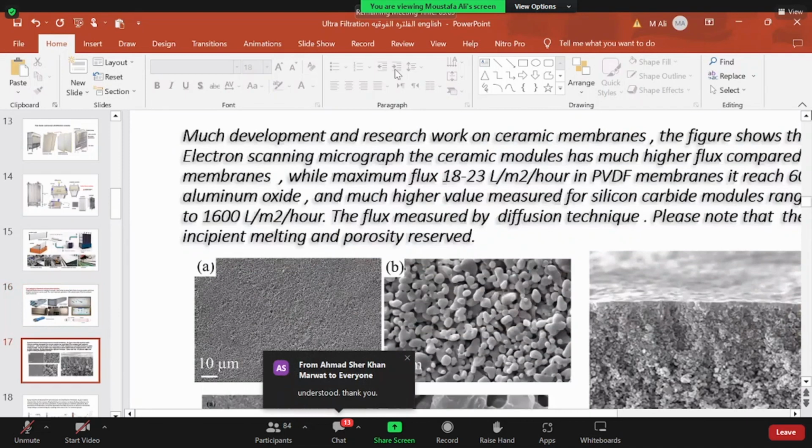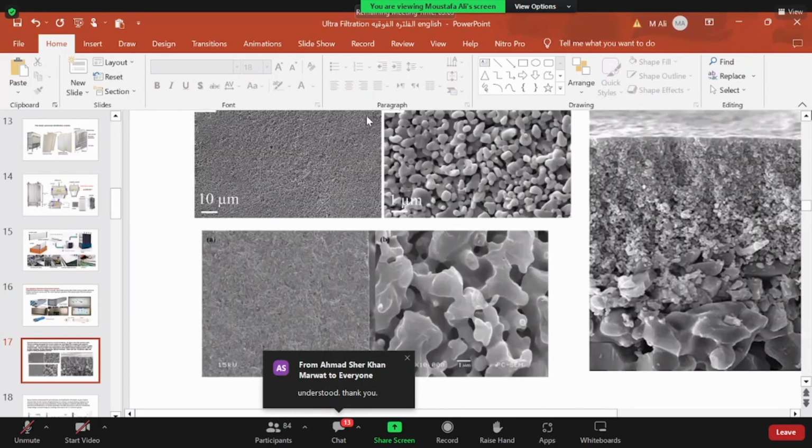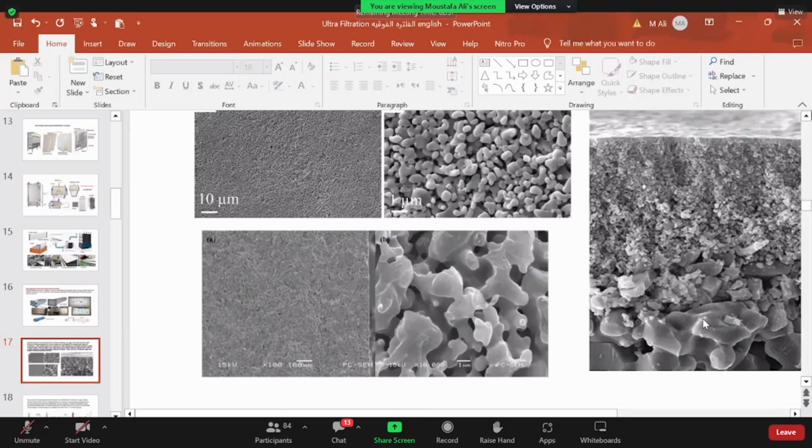Let's come to the main point: we have now formed the basic layer, the basic structure of the membrane, with very large particles, let's say 10 to 50 micron. And what is the next step? The next step is the formation of a very fine layer consisting of 1 micron particles or less on the surface of this layer.